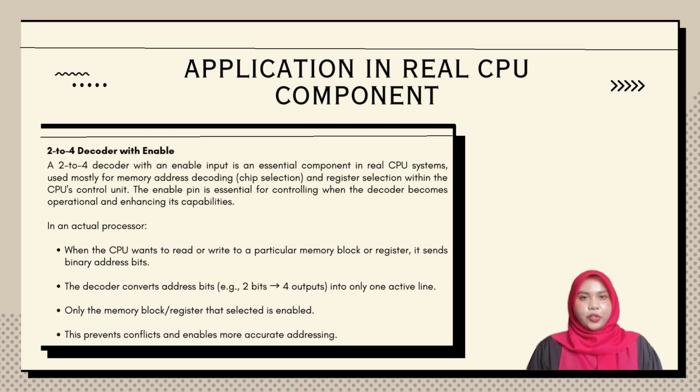Following that, the 2 to 4 decoder with enable is an essential component in real CPU systems, used mostly for memory address decoding such as chip selection and register selection within the CPU's control unit. The enable pin is essential for controlling when the decoder becomes operational and enhancing its capabilities. In an actual processor, when the CPU wants to read or write to a particular memory block or register, it sends binary address bits. The decoder converts address bits, for example, 2 bits with 4 outputs, into only one active line. Moreover, only the memory block or register that's selected is enabled. This also prevents conflicts and enables more accurate addressing.